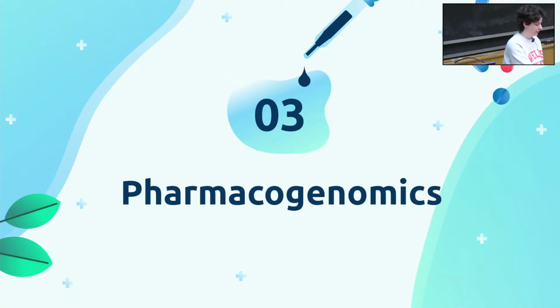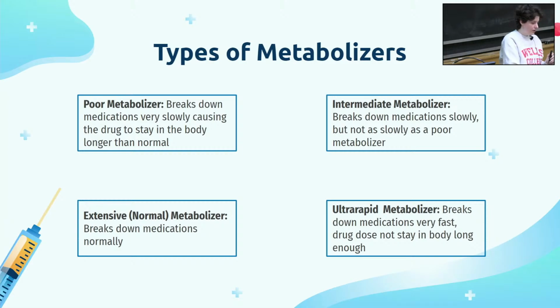All right, so now we will go into what is pharmacogenomics. So you have 4 different types of metabolizers that you can be in the body. So you can either be a poor metabolizer, so you're going to break down the drug very slowly. So if you're breaking it down very slowly, you are going to have that drug sit in your body for a much longer period of time than you're expecting. You can have an intermediate metabolizer, so you're still breaking the drug down pretty slowly, but not as slowly as a poor metabolizer. Your extensive metabolizer is just another term for normal metabolism.